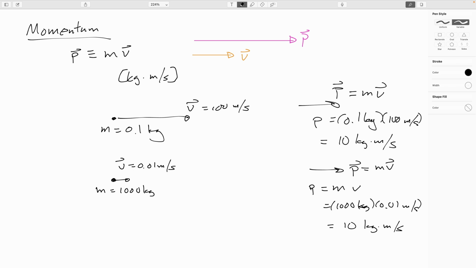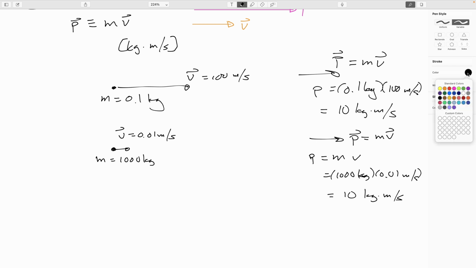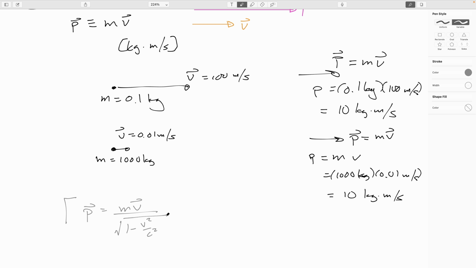Now with that defined, I meant to give a caveat. It turns out that with the development of Einstein's theory of special relativity, we have had to modify the definition of momentum somewhat. So the current definition is actually that it is mv over the square root of 1 minus v squared over c squared, where c is the speed of light, which is just a shade under 3 times 10 to the 8 meters per second.